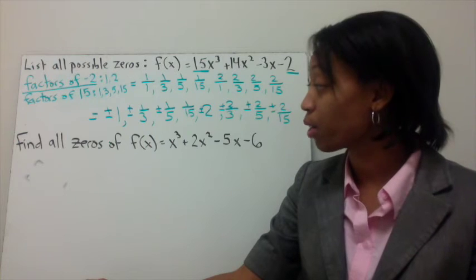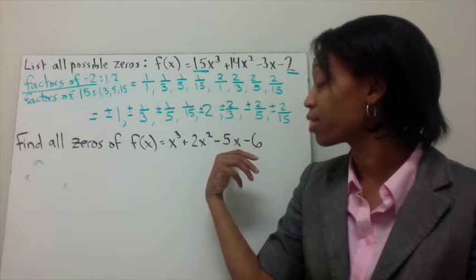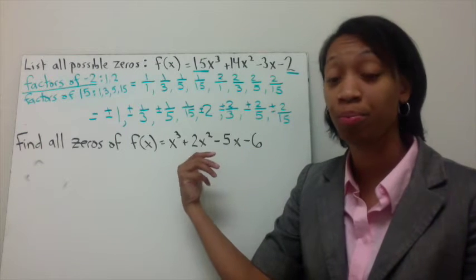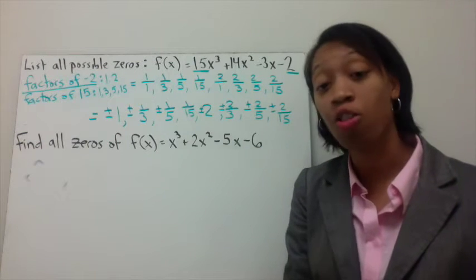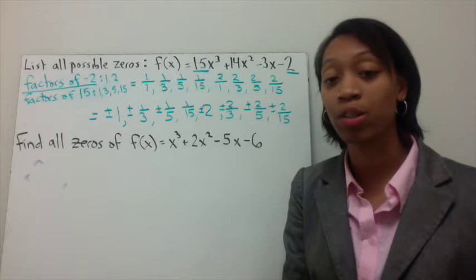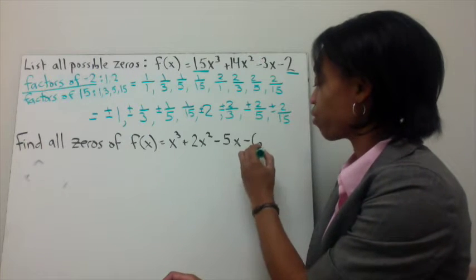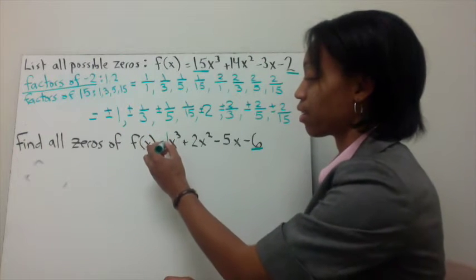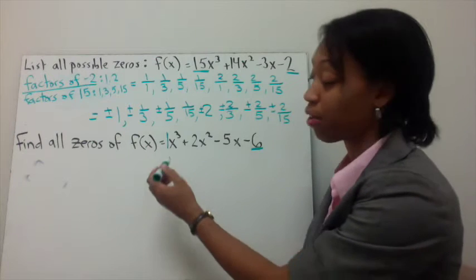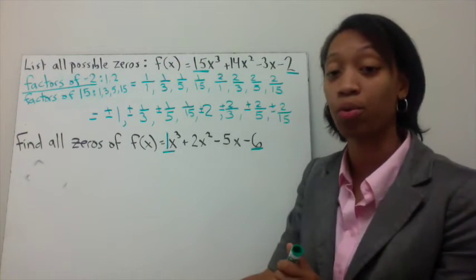Let's try another one. Let's see if we can find all the zeros of this function here. Not only all the possible zeros, but all the zeros all together. All right, so what we're going to do is first we're going to make a fraction of the factors of the first thing and the factors of the last thing. There's no number in front here. It's like a 1. So I'm going to use the factors of 6 and the factors of 1.